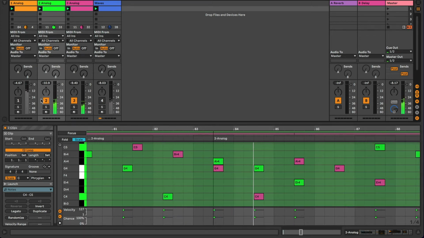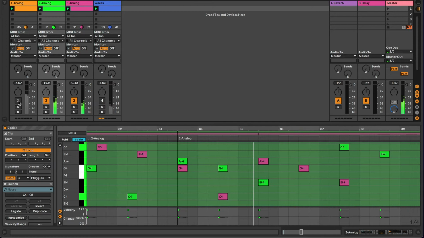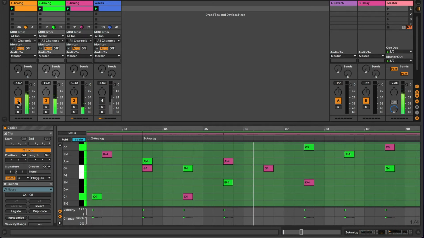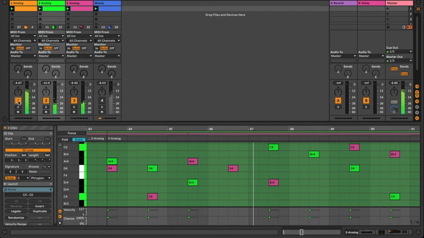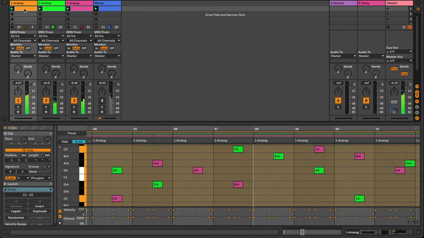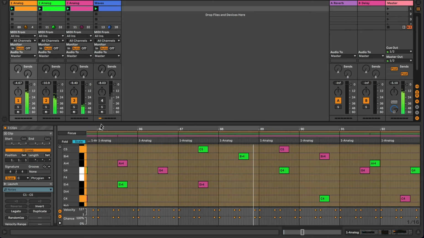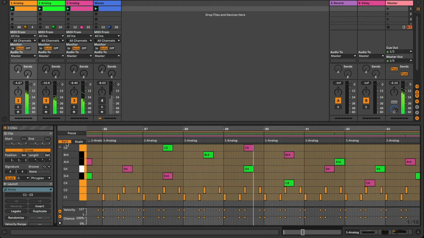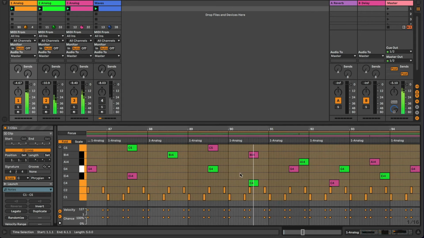Right? So if I combine that with our bass, there's our bass playing under there.